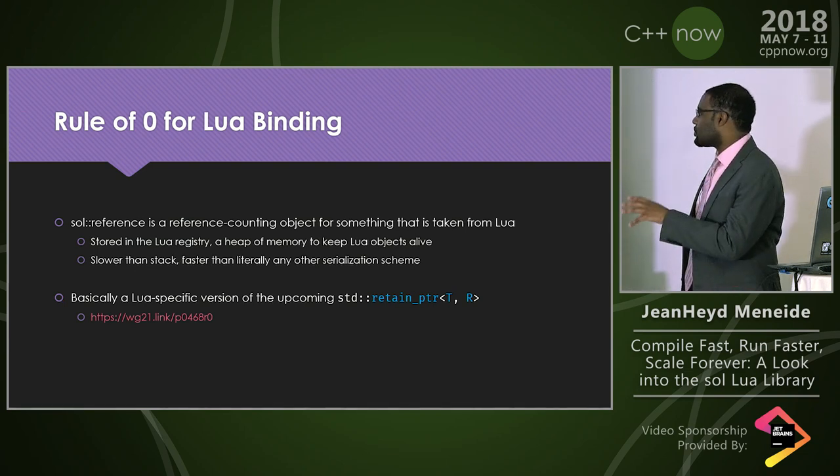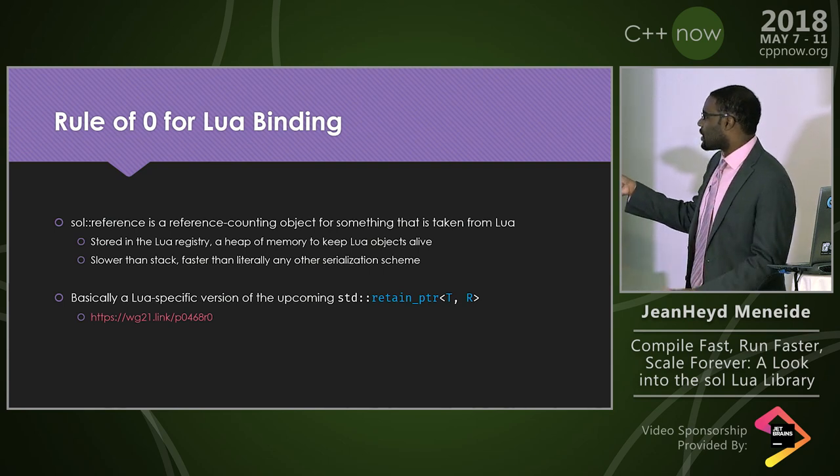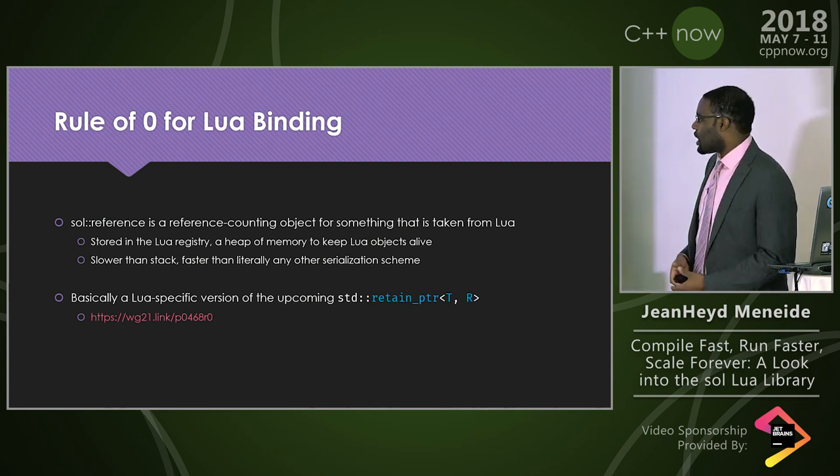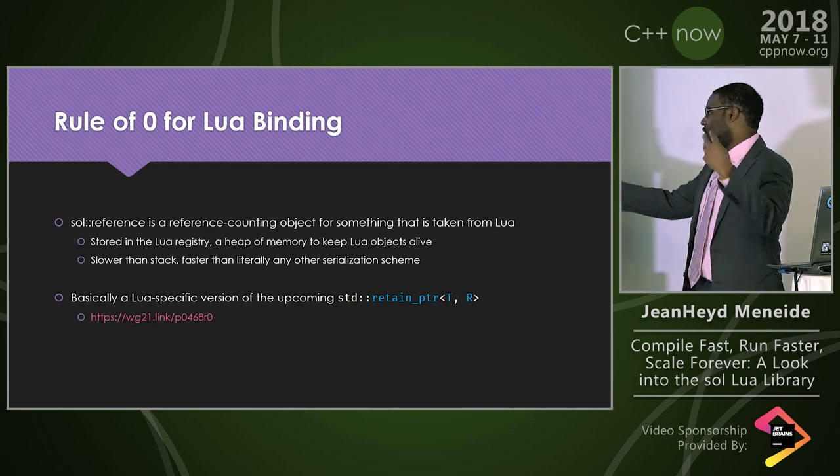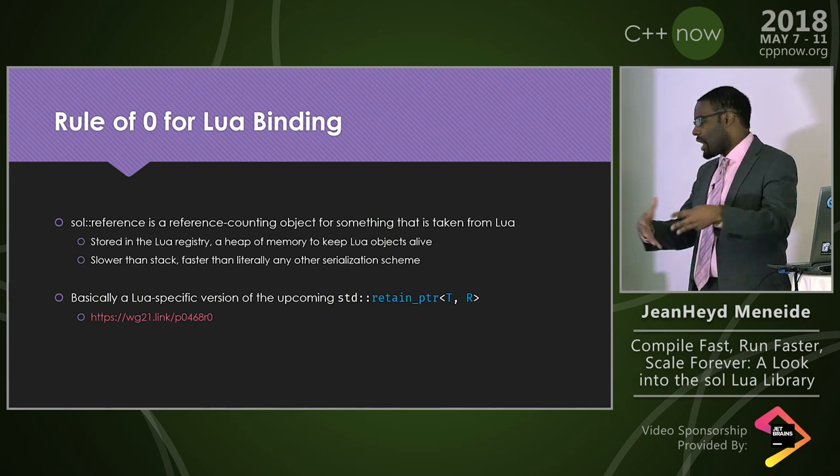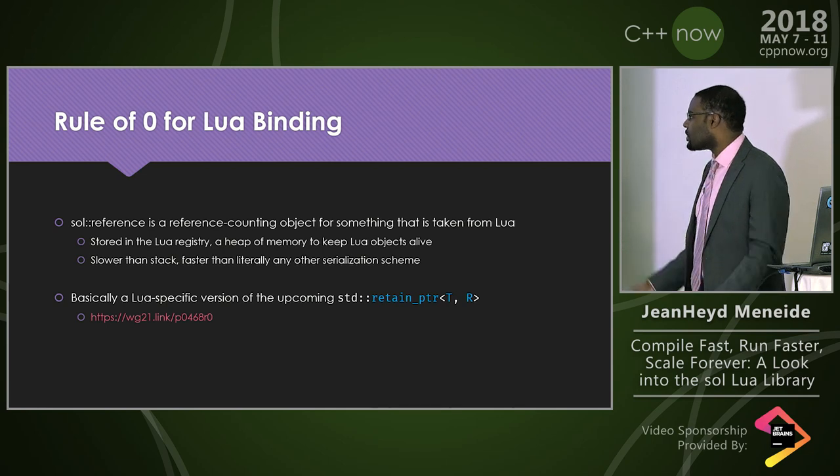But basically, the rule of zero here is that we have a reference counting object for something that is taken from Lua. And it's stored in the Lua registry, which is this heap of memory that Lua allocates for you to keep Lua objects alive.